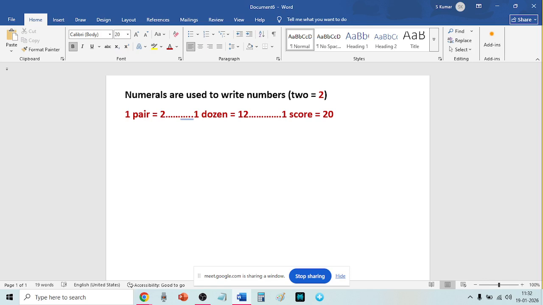Where else do you use the word pair? Can you remember where you have used the word pair? A pair of shoes, right? A pair of socks. A pair of glasses, that is spectacles. Or a pair of scissors. These are the places where you use pair.